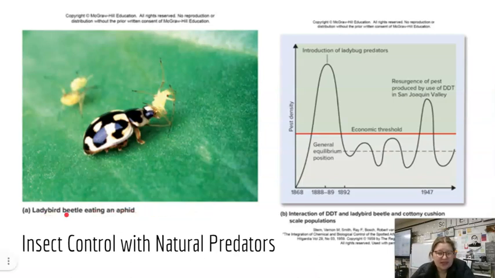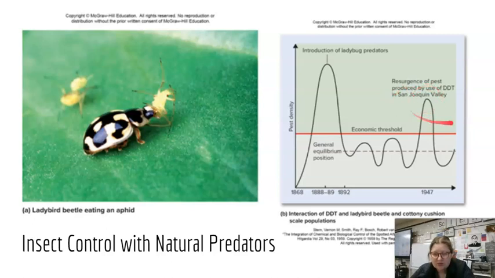So this is a ladybug or ladybird eating an aphid. And so we can see pest density, starting back in 1868. So we had a huge upshoot in those pests, aphids. And then we had the introduction of ladybug predators, and those aphids crashed down here.